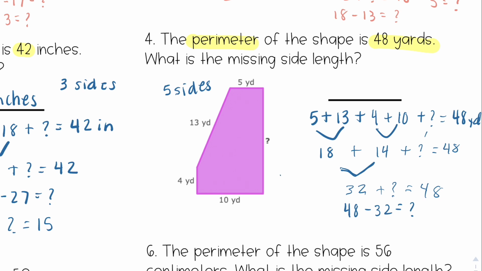So here I'm using standard algorithm to solve. I know 8 minus 2 is 6, and 40 minus 30 is 10, so I'm left with 16 yards. Again, we don't use square units when we measure perimeter.